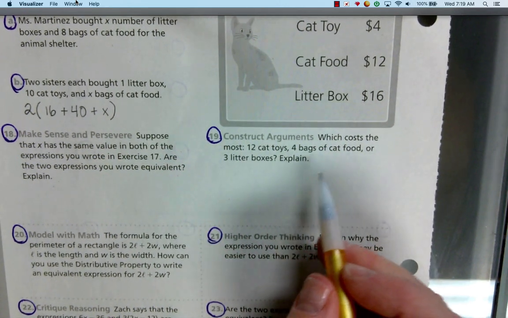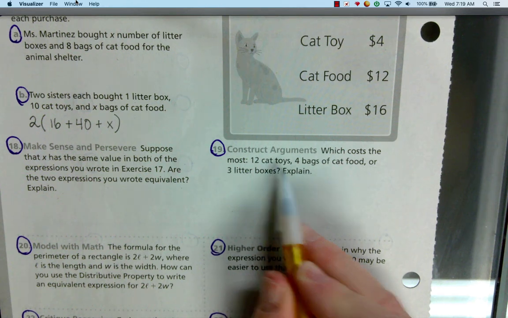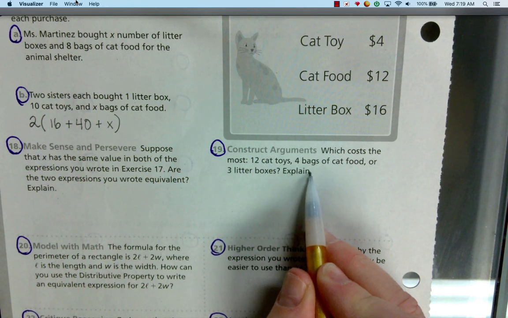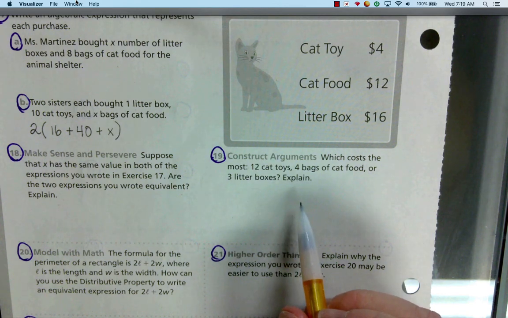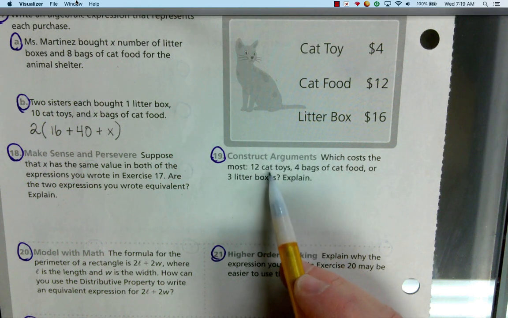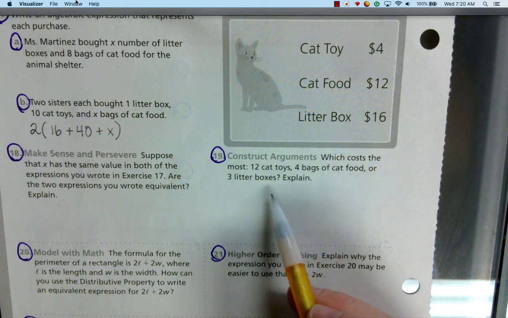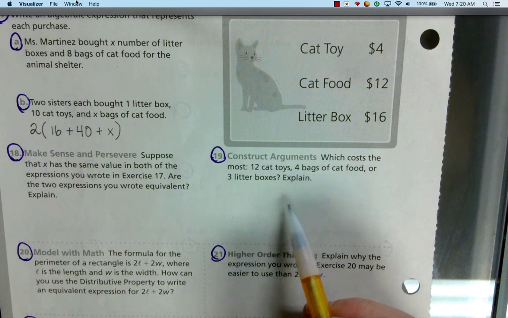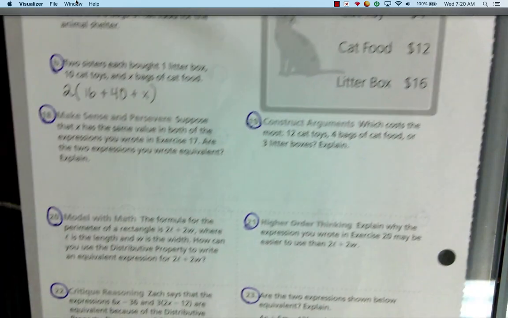Number 19, which costs the most? 12 cat toys, 4 bags of cat food, or 3 litter boxes. So you got to figure out which costs more. You got to, again, multiply. Cat toys, what's that cost? 4 bags of cat food, what's that cost? 3 litter boxes, and then you have to decide which one costs more. So you got to show your work.